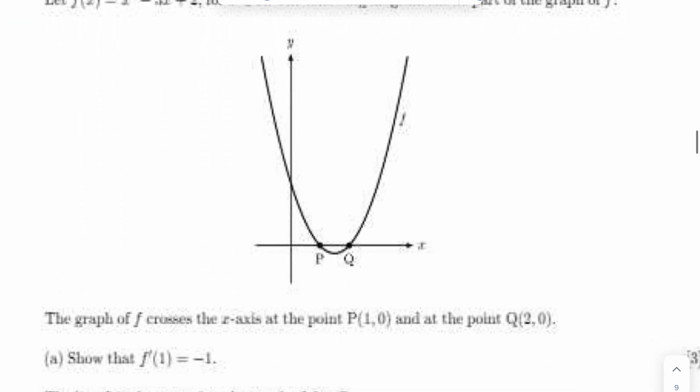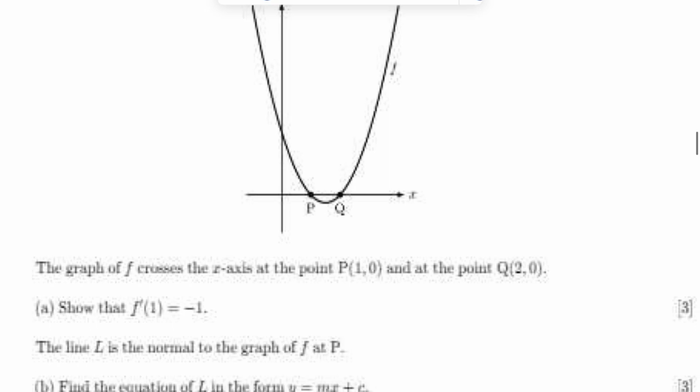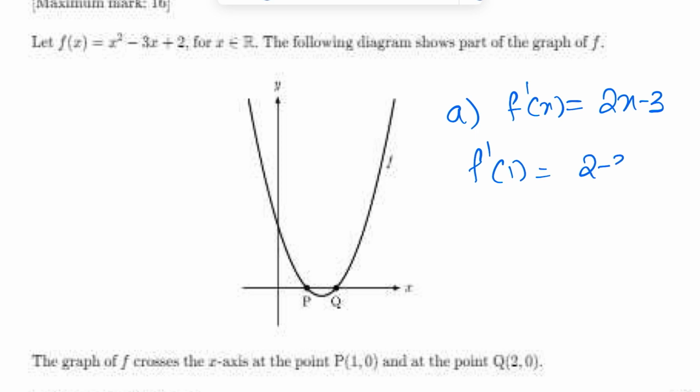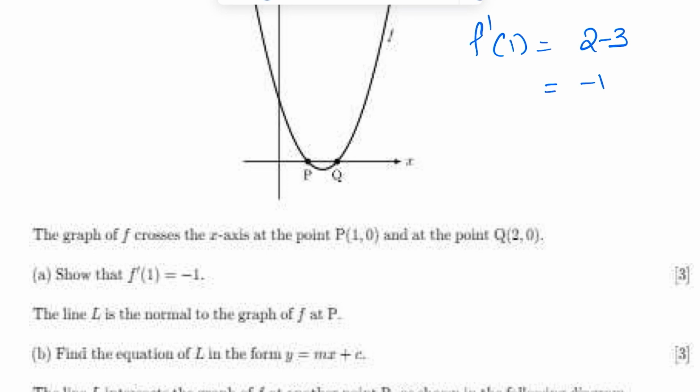Coming to question number 35, show that f prime 1 equals negative 1. So what is f of x? F of x has been given as x squared minus 3x plus 2. So f prime x equals 2x minus 3. Plug in 1, f prime of 1 equals 2 minus 3, which is negative 1. The line L is a normal. Find the equation of the normal.